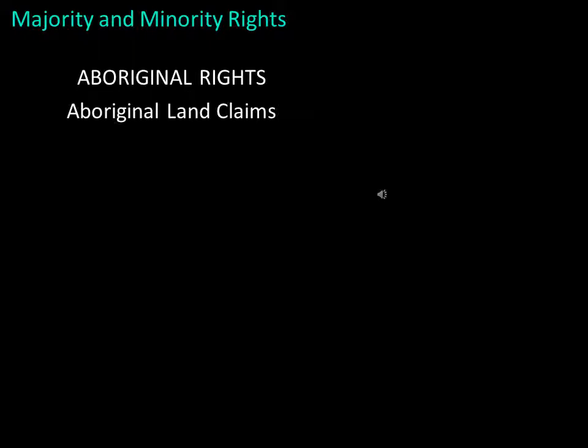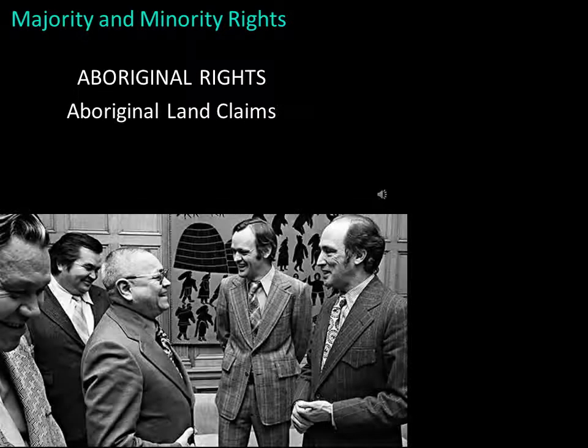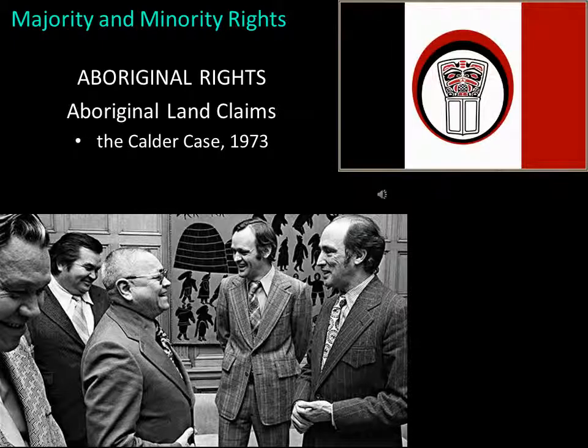Aboriginal land claims. Aboriginal peoples who had lost their lands without their consent under a treaty have continually sought justice in various forms, but they did not meet with much success until the Calder case in 1973. Frank Calder was the Nisga'a chief in British Columbia. He launched a lawsuit on behalf of the Nisga'a people against the province of British Columbia to establish title to their ancestral lands.